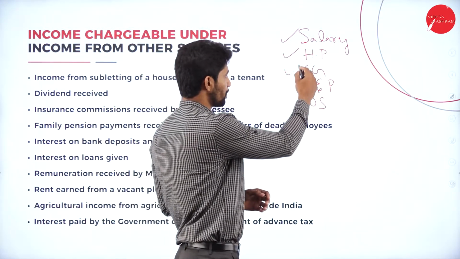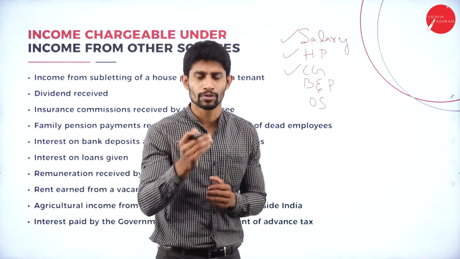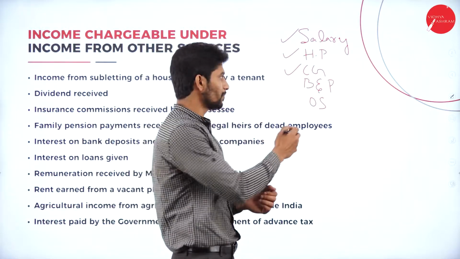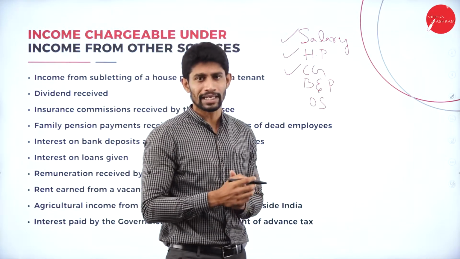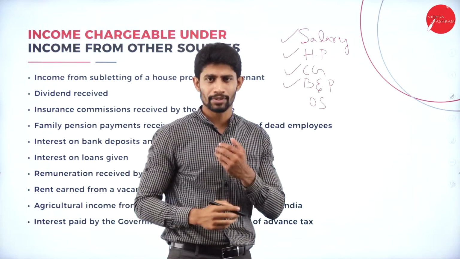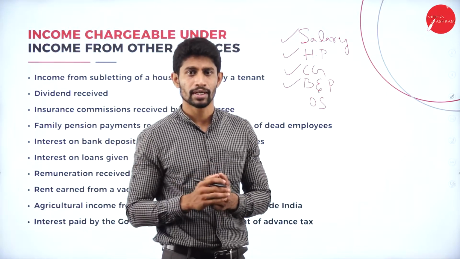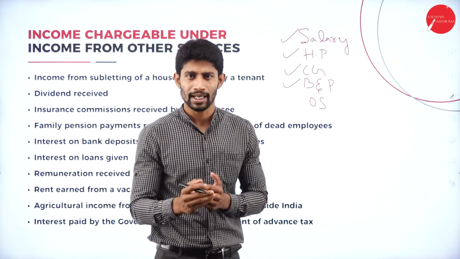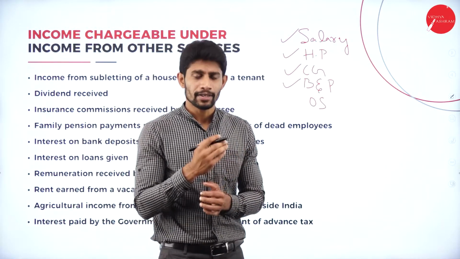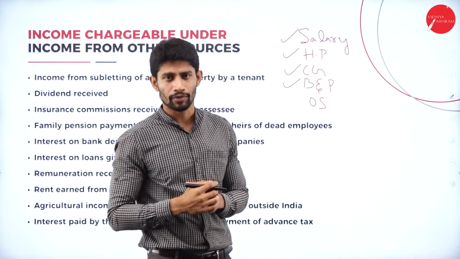And income from capital gain: if you are selling any asset in the previous year, then you are supposed to pay tax to the government, and you will be paying the tax under the income from capital gain head of income. And income from business and profession: if you are running any business or if you are into a profession such as a lawyer, a chartered accountant, or a doctor, you are supposed to pay tax to the government under the head of income from business and profession. So mainly these are the 4 heads of income we have.